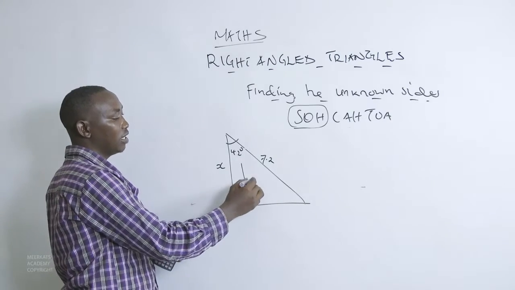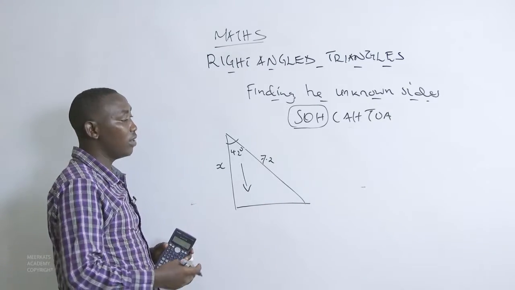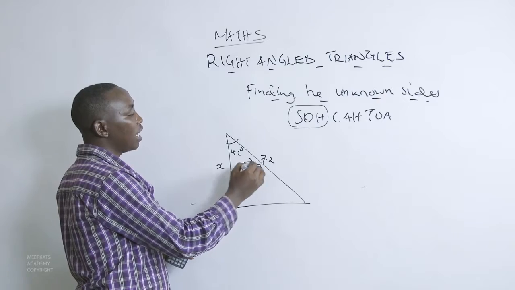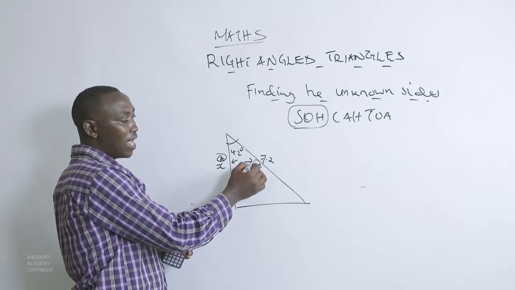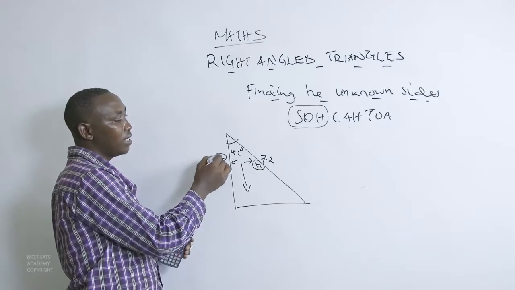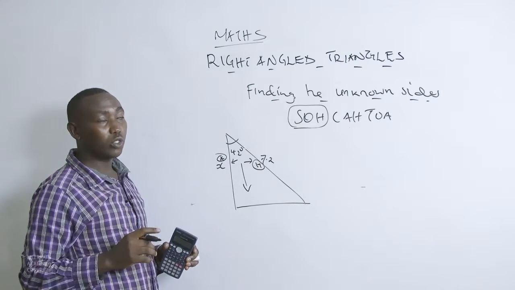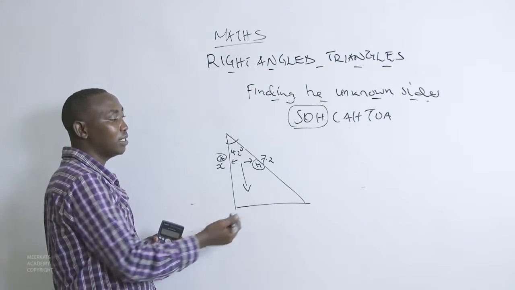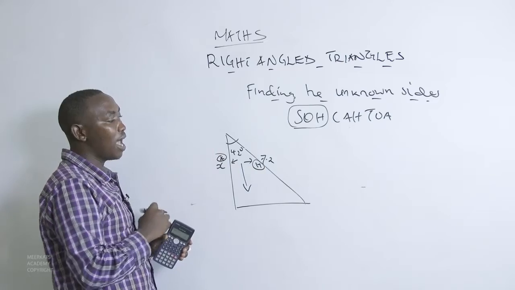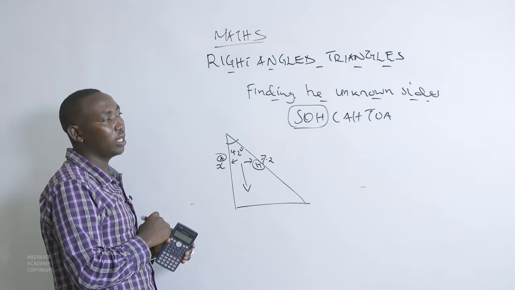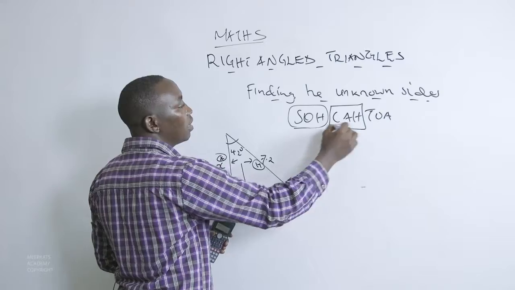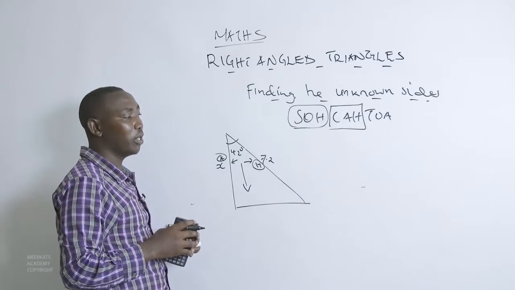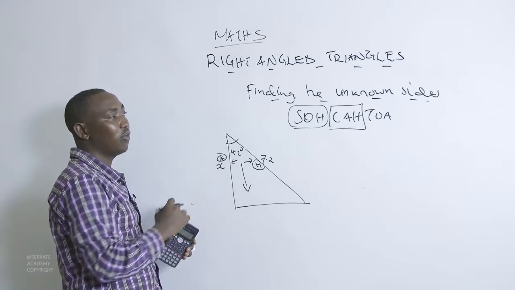Remember that that is the opposite side, which we are not interested in. This is the hypotenuse side, and this is the adjacent side. Because we already have the hypotenuse and we need the adjacent, we're going to use a trigonometric ratio that has a hypotenuse and an adjacent in its ratio. That means we are going to use cosine as a trigonometric ratio to assist us to solve for x.